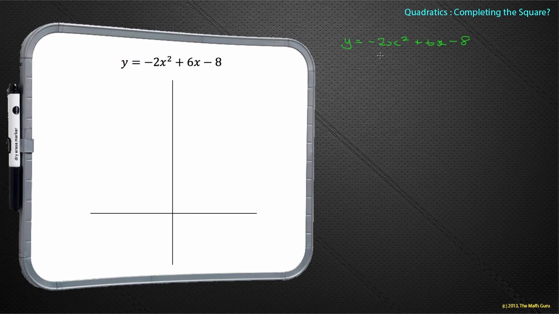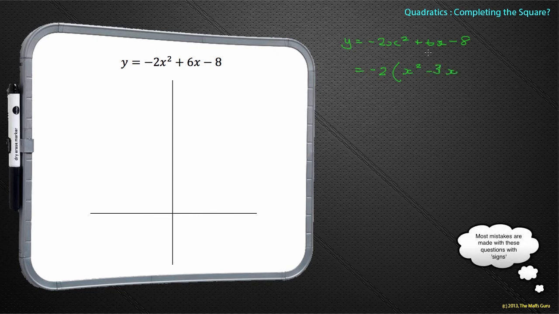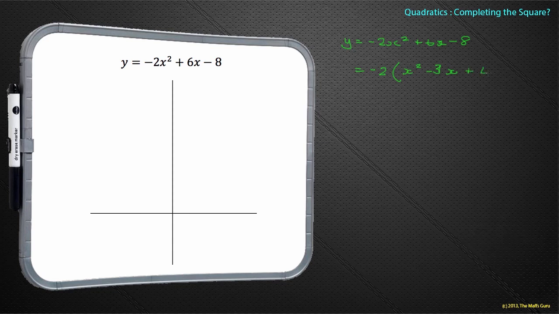Remember, completing the square only works when you have x squared on its own. So we take minus 2 outside of the set of brackets, which gives us x squared minus 3x. Remember, be very careful, because a minus and a minus makes a plus, and a minus 8 will become plus 4 inside my brackets, to allow me to now go off and complete the square.